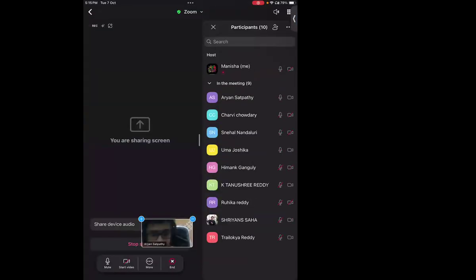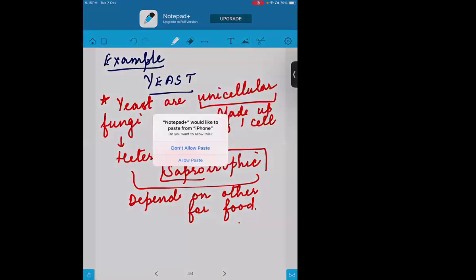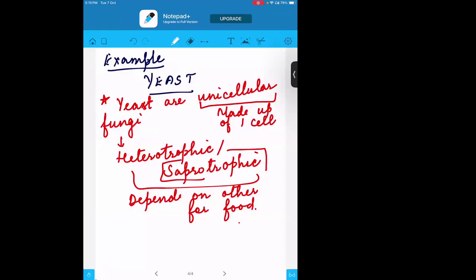Am I clear? Aryan, Joshika, Snehal? Yes, ma'am. Himang, Tanu, Ruhika? Yes, ma'am. Okay, now the next point. So this is about yeast. Yeast are unicellular and they are fungus.